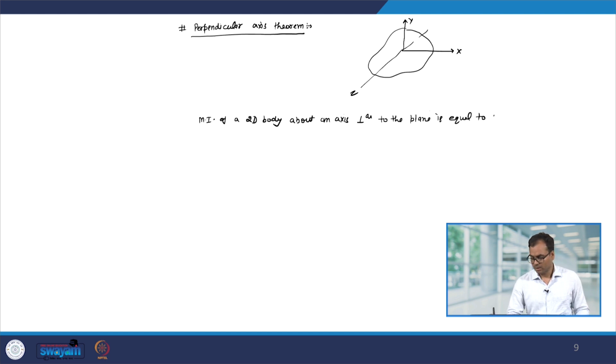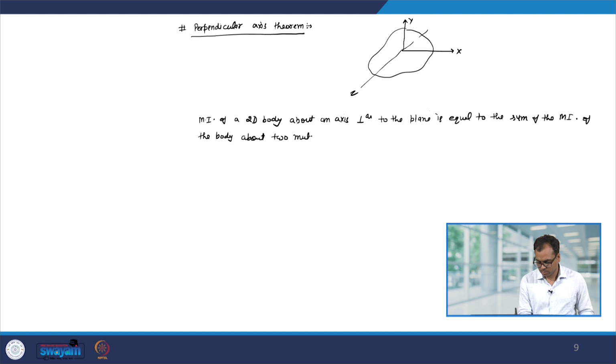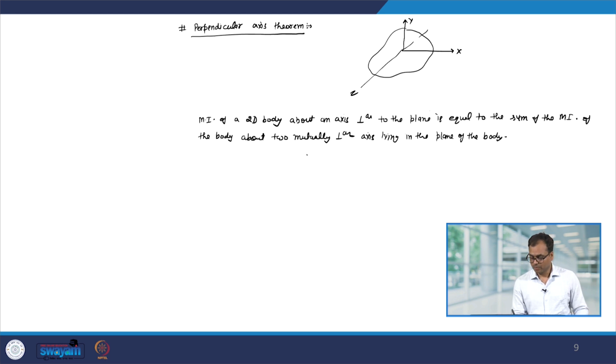equal to the sum of the moment of inertia of the body about two mutually perpendicular axes lying in the plane of the body. Okay. So, that means that the moment of inertia about the z axis is equal to Ix plus Iy.